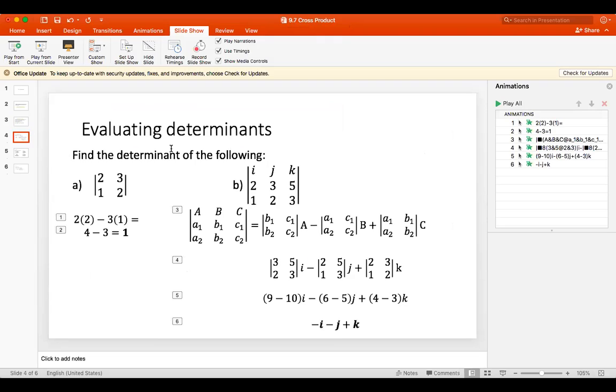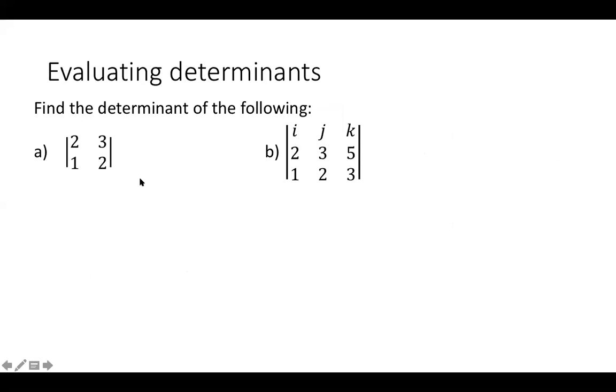So let's say we're going to find the determinant of the following. Let me show you what I originally had for my PowerPoint. Find the determinant of the following. If we start with a 2 by 2, you simply multiply 2 times 2 minus 3 times 1. Always start with the top left times the bottom right, minus top right times the bottom left. 4 minus 3 is 1. That's my cross product, that's my answer.